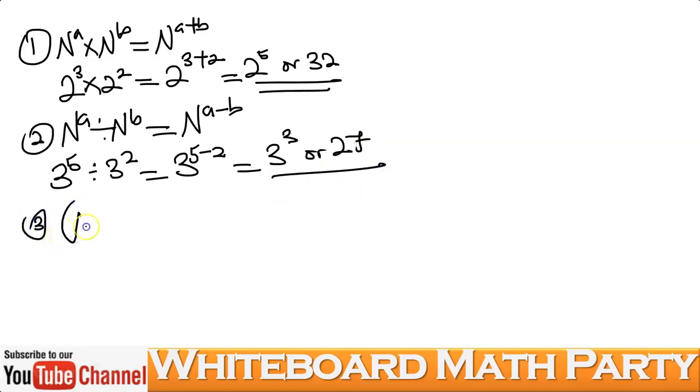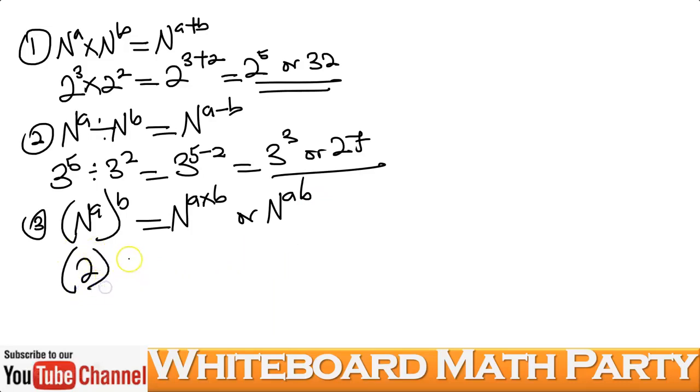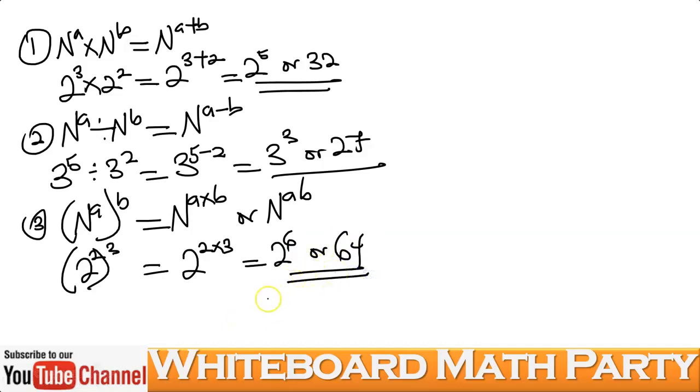Rule number 3 states that n to the power of a, all in brackets to the power of b, is the same thing as n to the power of a times b, which can also be expressed as n to the power of ab. How does this apply in indices? Let me give you an example. In brackets, 2 to the power of 2, or 2 squared, all raised to the power of 3 is the same thing as 2 to the power of 2 times 3, which is exactly the same as 2 to the power of 6. When further simplified, this can be written as the number 64. This is how this rule applies.